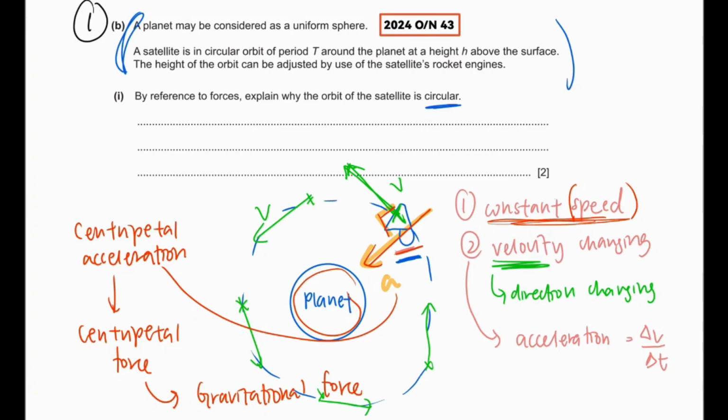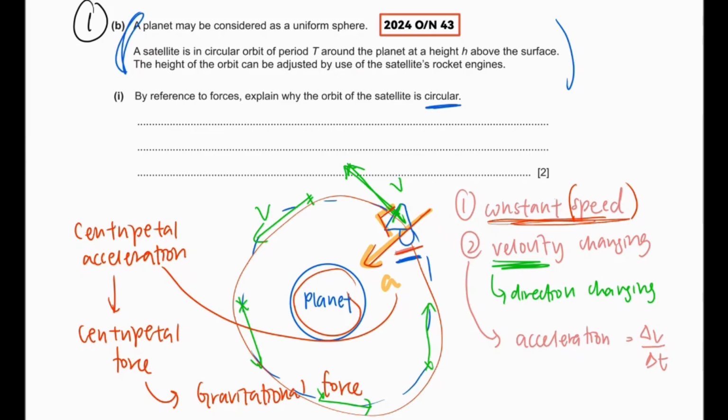But since there is a pull, that is why the satellite is orbiting the planet. And for it to orbit in a circular motion, this gravitational force provides the centripetal force. And since you have a centripetal force, which in turn gives you centripetal acceleration. Do you get the idea? So this is the thought process that we go through when it comes to answering this type of question.